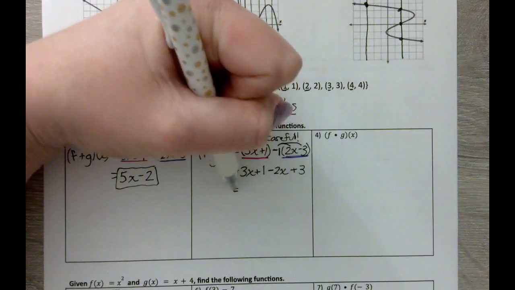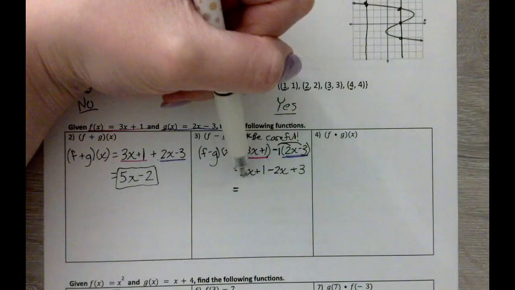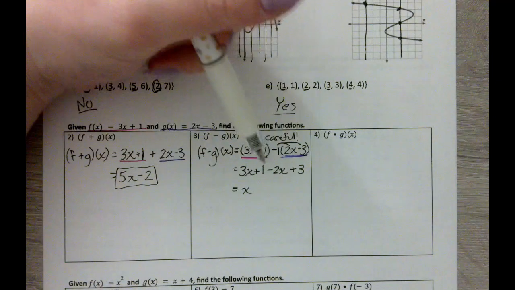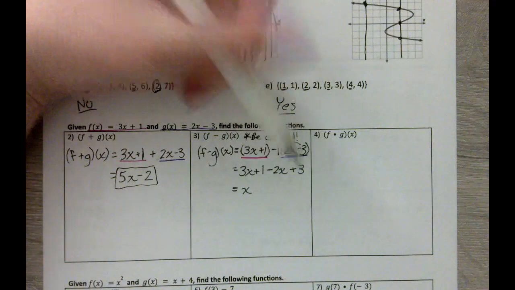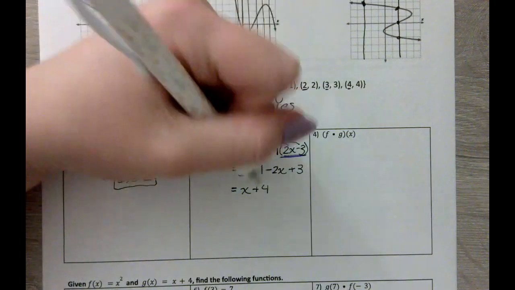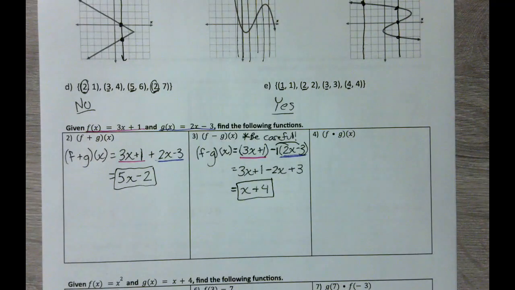From here, I can just treat it like any other expression and just combine like terms. So I have 3x minus 2x, that's x, 1x, just x. 1 and 3, that's 4. If you're still confused, here's another way to explain why we have to do this step.